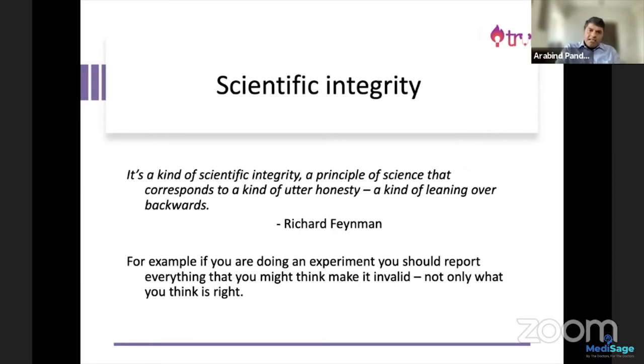As Feynman said, it's a principle of science that corresponds to a kind of utter honesty, a kind of leaning over backwards. For example, if you're doing an experiment, you should report everything that you think may make it invalid, not only what you think is right.